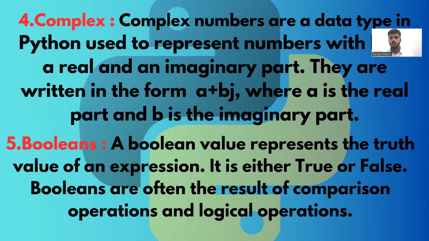As you have seen the three data types, next is the fourth, complex. Complex numbers are a data type in Python used to represent numbers with both a real and an imaginary part. They are written in the form a plus bj, where a is the real part and b is the imaginary part. In Python, a complex number is created by adding a real number and an imaginary part together. The imaginary part is denoted by capital J or small j.